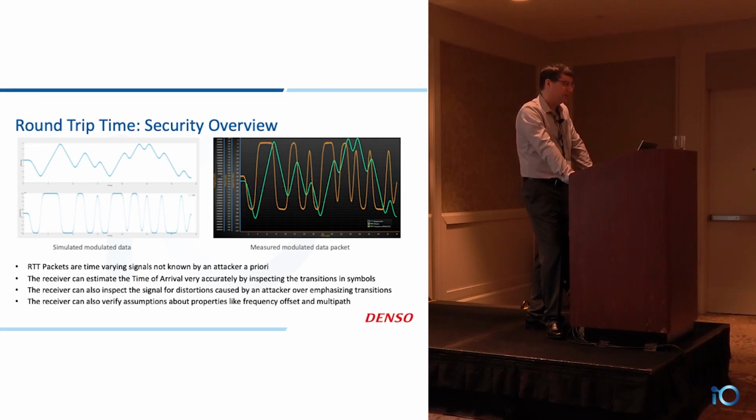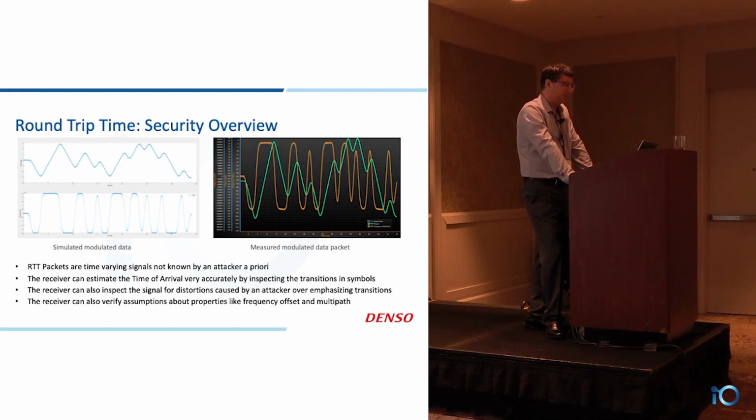And the chart on the right is the exact same thing, but with physical hardware. It's just to show that the physical hardware is also quite clean. Right, it has a very good measuring capability. The two waveforms match. And the important part here is that the RTD packets are time-varying signals. They're not known by the attacker a priori. The receiver can estimate the time of arrival very accurately by looking at the characteristics of the symbol, seeing exactly where the phase reversals are, seeing exactly where the zero points are, and so on and so forth. And yes, to answer your question, this can be done in hardware.